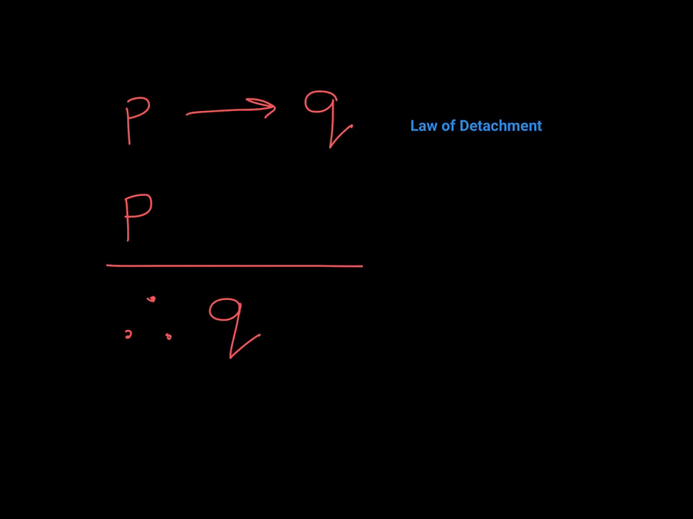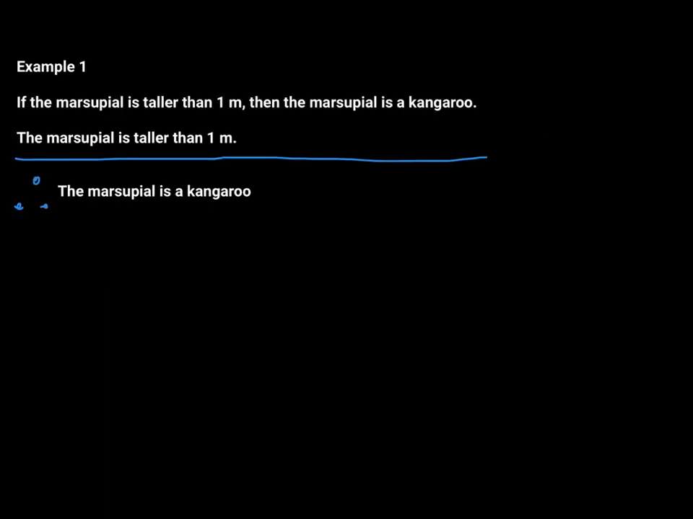All right, let's look at another example, or technically our first official example. All right, check this out. If the marsupial is taller than 1 meter, then the marsupial is a kangaroo. There's your if P then Q statement. The marsupial is taller than 1 meter. There's P. There's your premise. Therefore, the conclusion is the marsupial is a kangaroo. So this is your P, everybody.